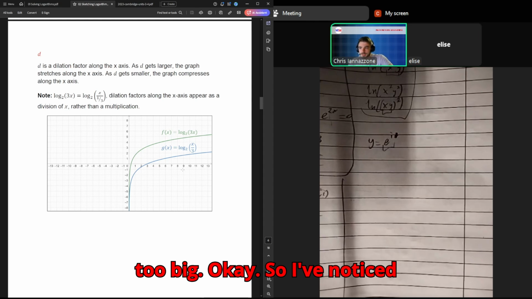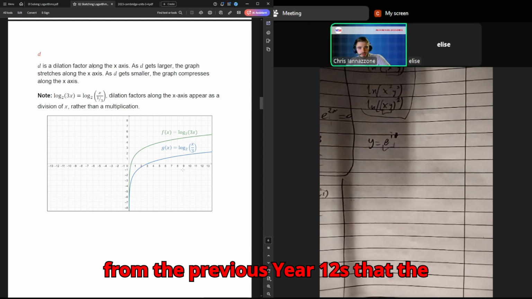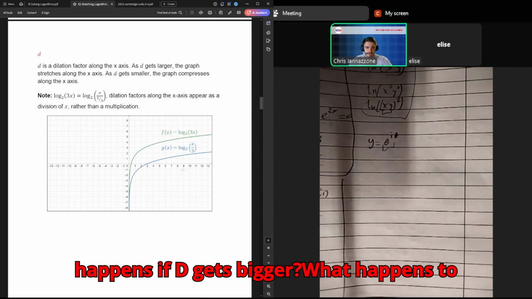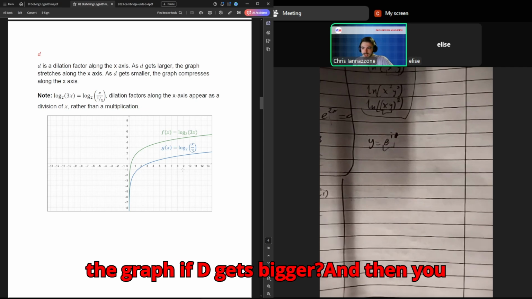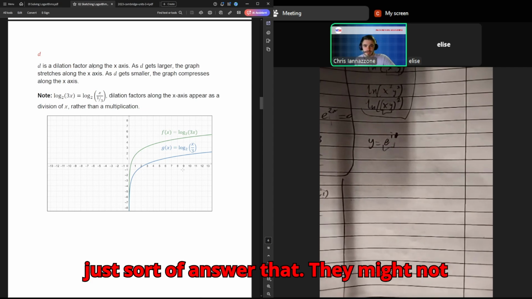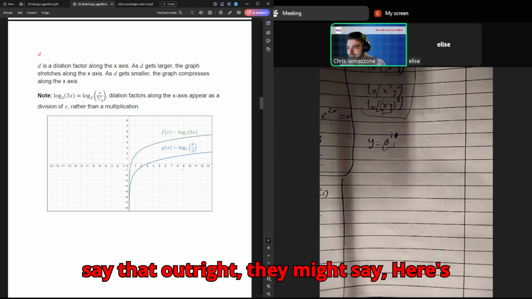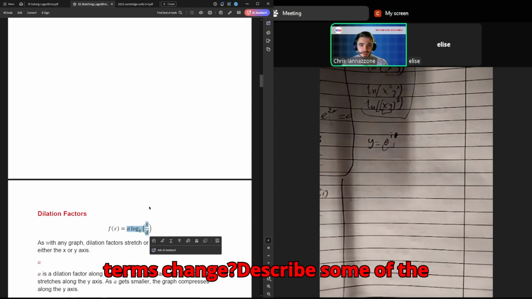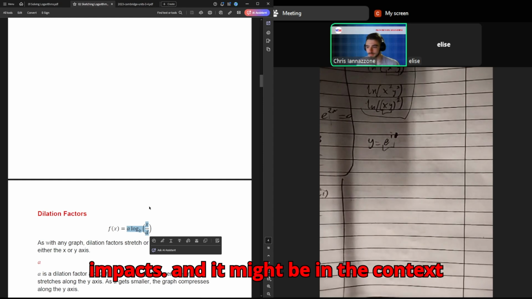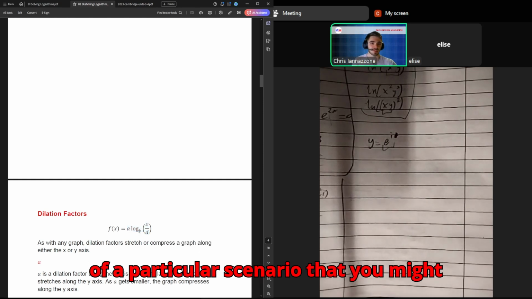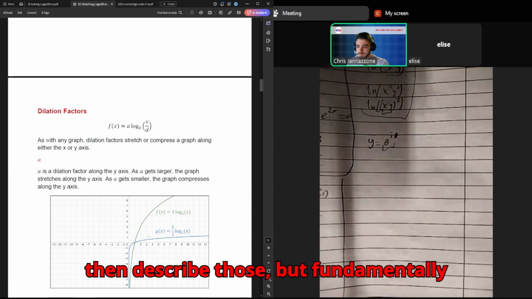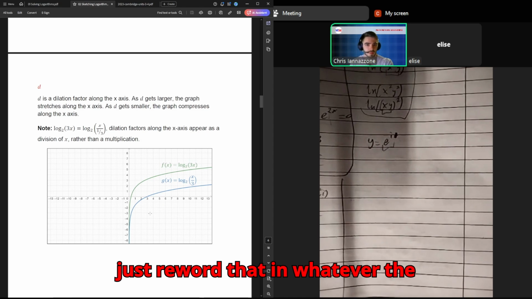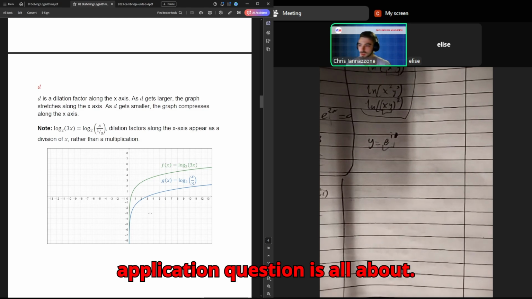Okay. So I've noticed from the previous year 12s that the investigation SACs pretty much just ask these kinds of questions, like what happens to the graph if d gets bigger? And then you just sort of answer that. They might not say that outright. They might say, here's a full logarithm. What happens as the terms change? Describe some of the impacts. And it might be in the context of a particular scenario that you then describe those. But fundamentally, it's just stretching. And so you might just reword that in whatever the application question is all about.